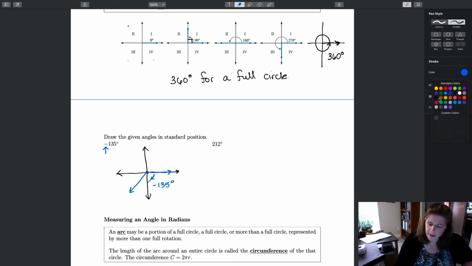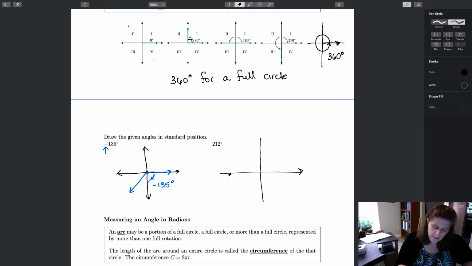Now the second one says positive 212. So if I am looking at my axis lines, still in standard position, so point 0, 0 with the initial side on the x-axis, we want 212 degrees. Remember, we have 90 at the first quadrant, 180 at the second, and we are beyond that about 22 degrees. And here we have approximately 212 degrees.